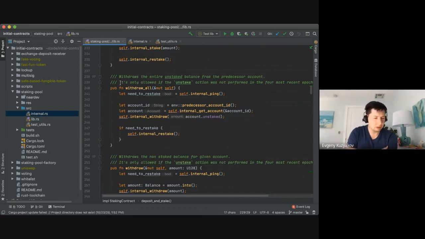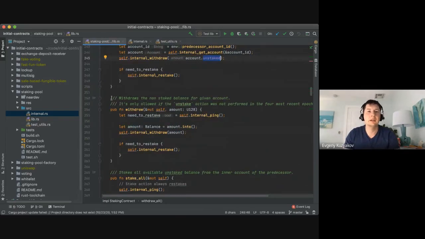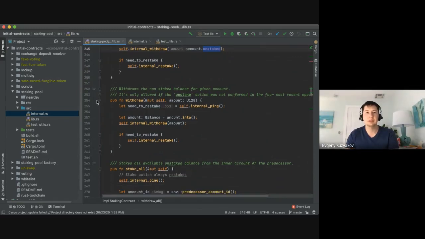When you interact with the staking pool, you need to interact with the account that owns the balance. In this case, this is the predecessor account ID. The logic is we basically check the account and then we withdraw the unstaked amount if we can. And if we can't, then it will panic, for example if it's still locked due to unstaking less than 4 epochs ago. Withdraw allows you to withdraw not the whole balance, but only a partial balance.